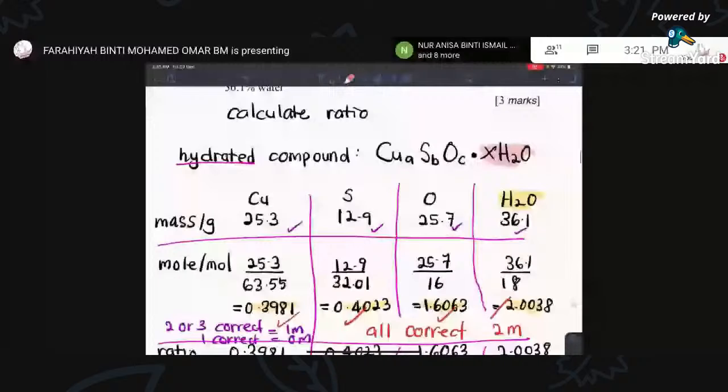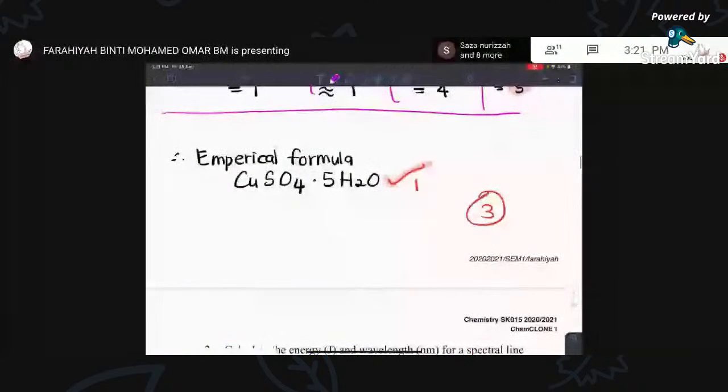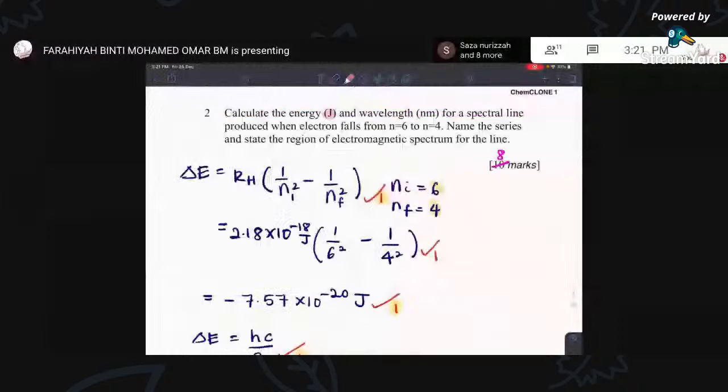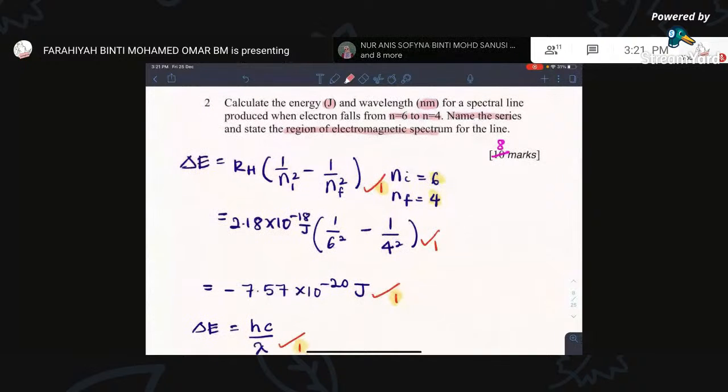Next for question number 2. Question number 2 ni sebuah markah daripada 10 markah kepada 8 markah. So, dia minta kamu calculate the energy dalam unit nanometer produced when electrons fall from N equal to 6 to N equal to 4. Name the species and region for of the electromagnetic spectrum. Okay, so correct formula will be 1 mark. Okay, so since that yang ni initial and final, you kena tahulah initial dia adalah 6 and the final will be 4. Okay, and then you substitute the formula and you will get your answer in joule.